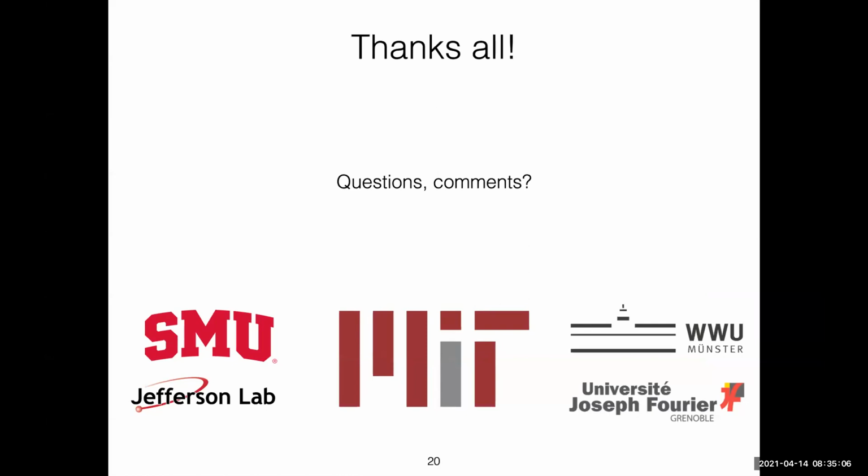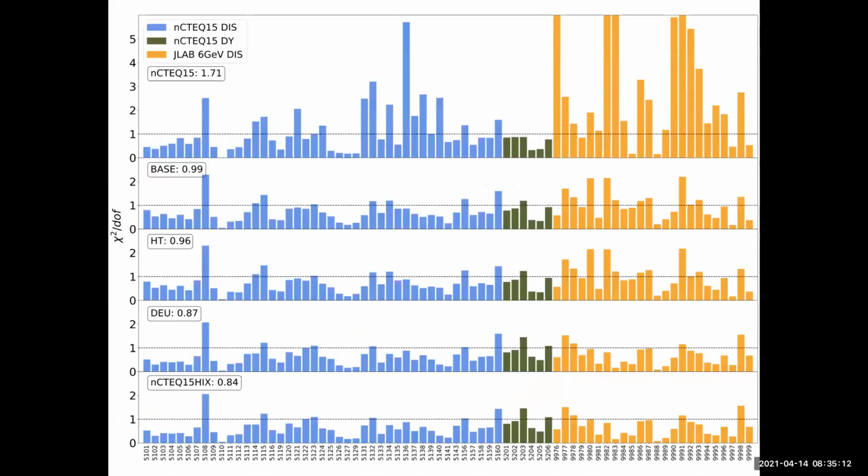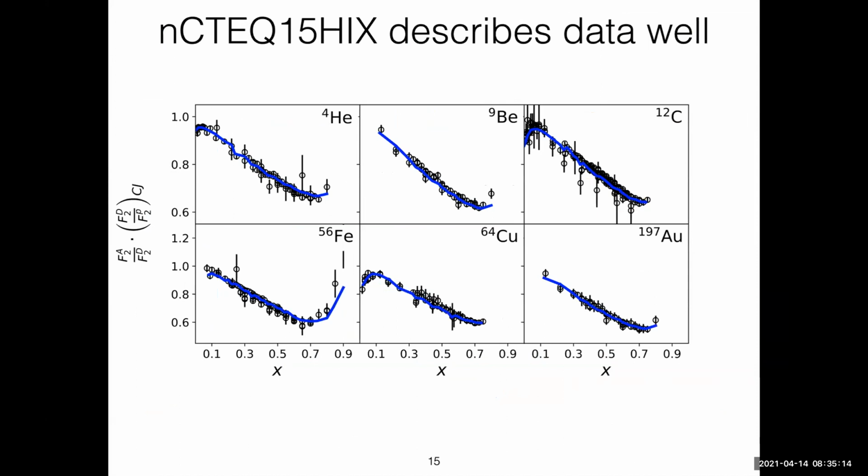Maybe I can ask just a quick one. On I think it was page 15, it seemed like the very highest x points in all the different data sets were a little bit off. I know that their errors are big, but can you maybe just comment on that briefly?